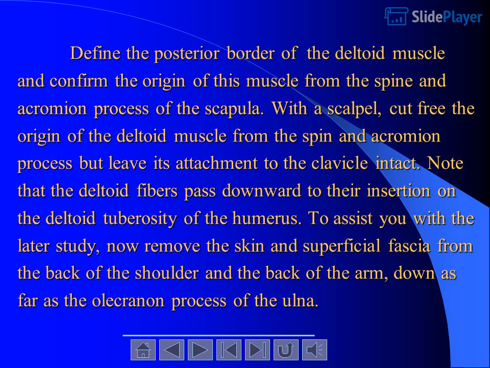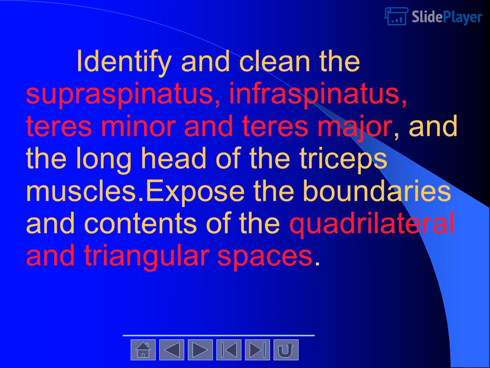To assist you with the later study, now remove the skin and superficial fascia from the back of the shoulder and the back of the arm, down as far as the olecranon process of the ulna. Identify and clean the supraspinatus, infraspinatus, teres minor and teres major, and the long head of the triceps muscles. Expose the boundaries and contents of the quadrilateral and triangular spaces.